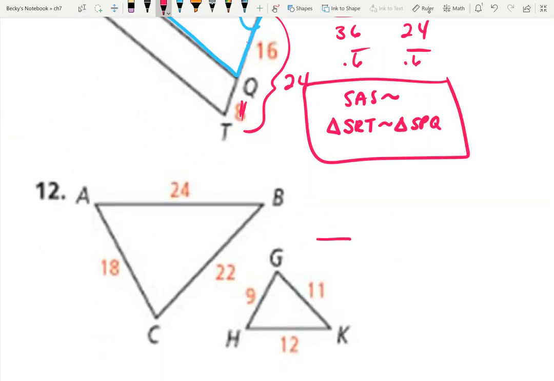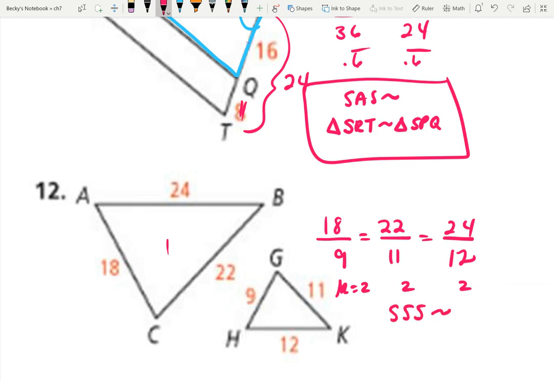Okay, so again, I taught you a trick how to do these. There's only sides given, so you're going to test side, side, side. You have to test the side lengths. So pick a triangle to be the first one. Put those numbers from smallest to greatest across the top. So 18, 22, 24, and then 9, 11, 12. And hopefully right away you notice that all of these reduce to 2. So it works. So this is side, side, side, similarity.